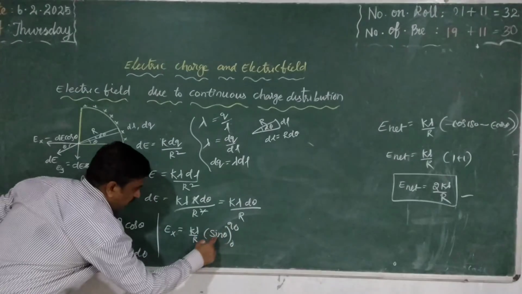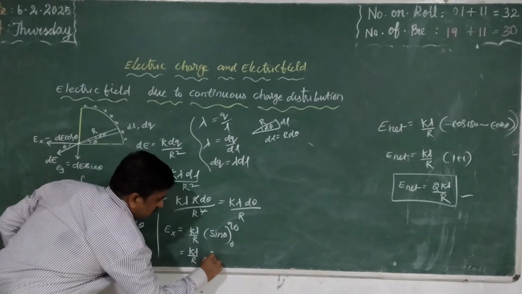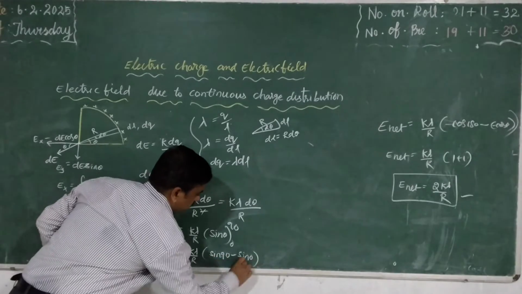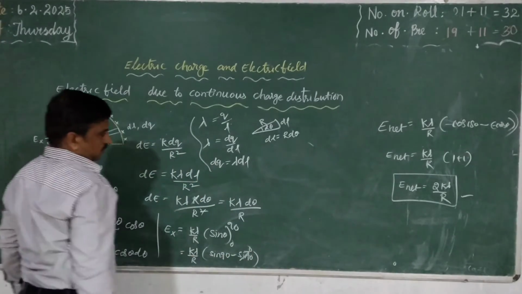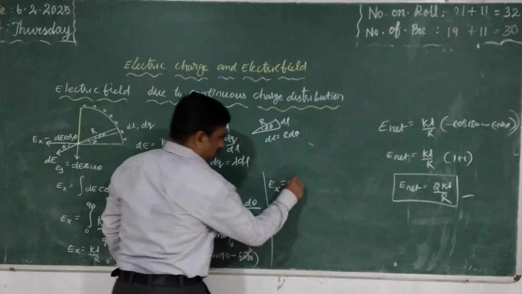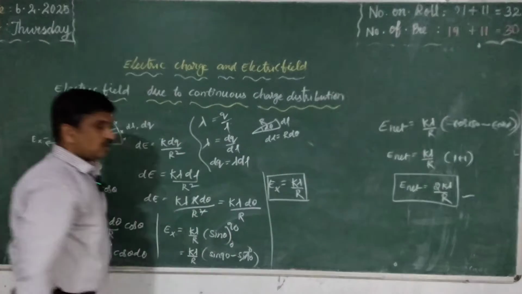So E along the x axis is k lambda by r sin theta, interval 0 to 90. First we put the upper limit, later the lower limit. k lambda by r, sin 90 minus sin 0. Sin 0 is 0, sin 90 is 1. So what we get is the electric field along the x axis, k lambda by r. This is the electric field along the x axis.